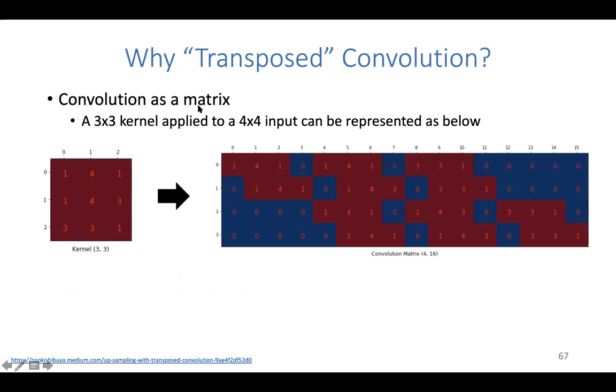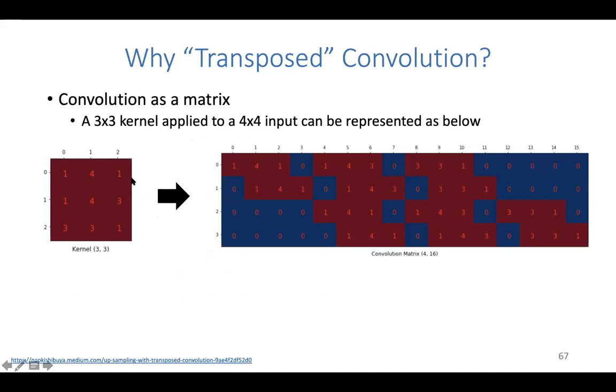Okay, right. So why is it called transposed convolution? Why is it not called something like reverse convolution? This diagram draws a nice picture for a better understanding. If you think about a 3x3 kernel applied to a 4x4 input, which was what we did so far, it can be represented as below.